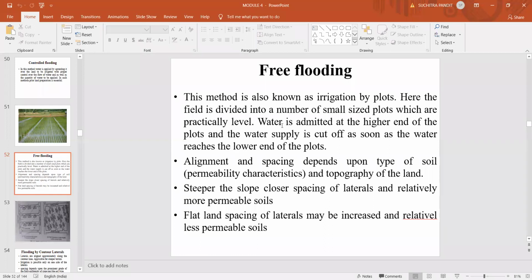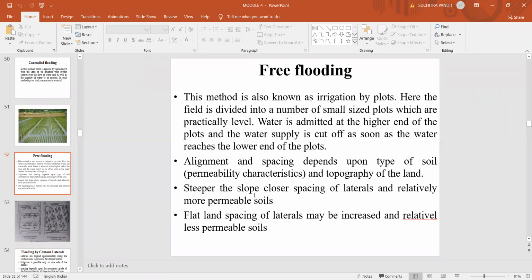So here you have certain control over the application of water, and the depth of water can also be controlled in the case of free flooding. Alignment and spacing of bunds depends on the type of soil and topography of the land, and the steeper the slope, the closer the spacing of laterals, and relatively more permeable soils.